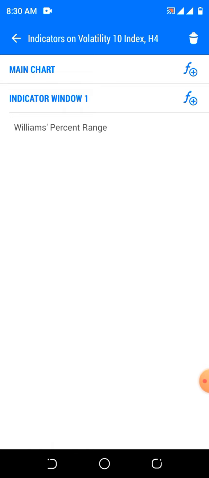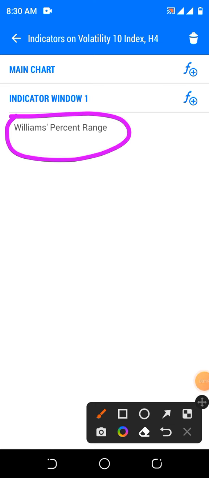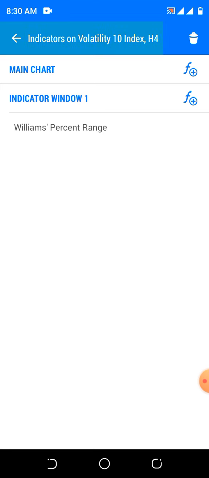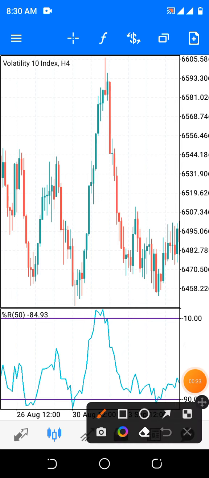Williams percent range to trade market in a ranging state. This is the Williams percent range indicator, and how to use it to trade a market in a ranging state perfectly well. Now let's get to the chart. Here is the Williams percent range indicator. This is the Williams percent range indicator, and how to use it perfectly well to trade a market in a ranging state.